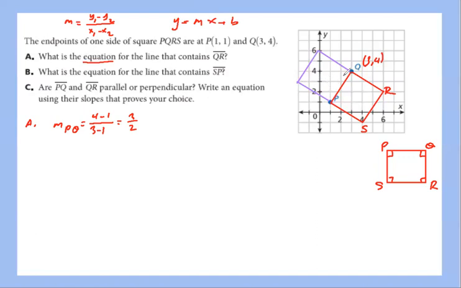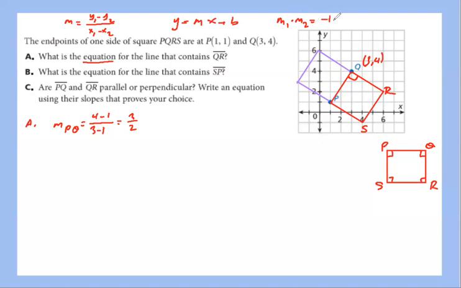But the lines PQ and QR intersect at this corner where the angle in between is 90 degrees, which means PQ and QR are perpendicular. If two lines are perpendicular, their slopes are negative reciprocals, or opposite reciprocals. So when you multiply the slope of the first line, PQ, and the slope of the second line, you should get -1. That is, m1 times m2, the product of the slopes, is -1 if the two lines are perpendicular.